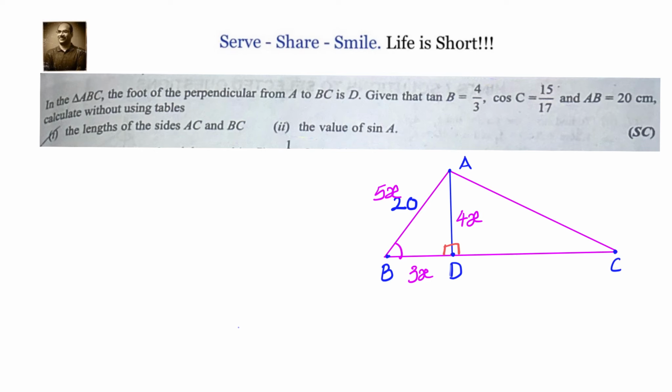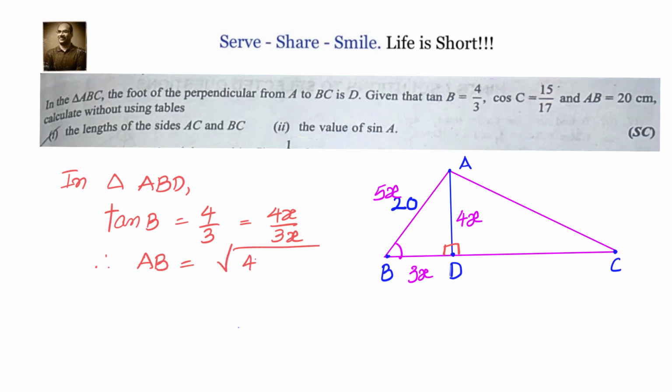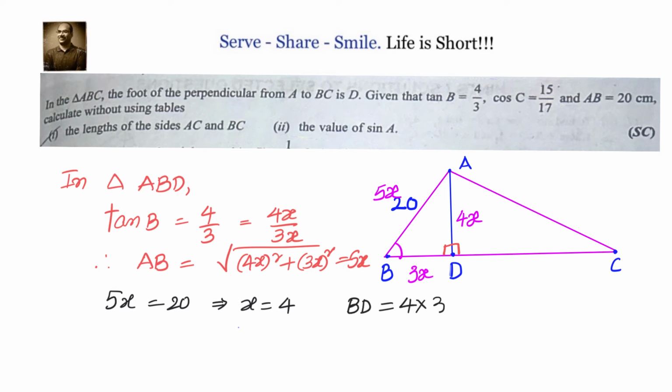So we have now in triangle ABD, tan B equals 4 by 3, that's equals to 4x by 3x. Therefore AB equals square root of 4x whole square plus 3x whole square, that's equals to 5x. Now 5x equals 20, that will give us x equals 4. That means BD equals 4 into 3, 12, and AD equals 4 into 4, 16.